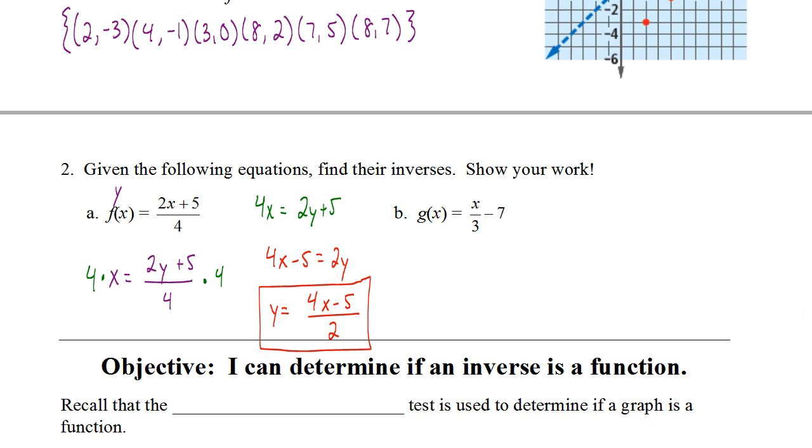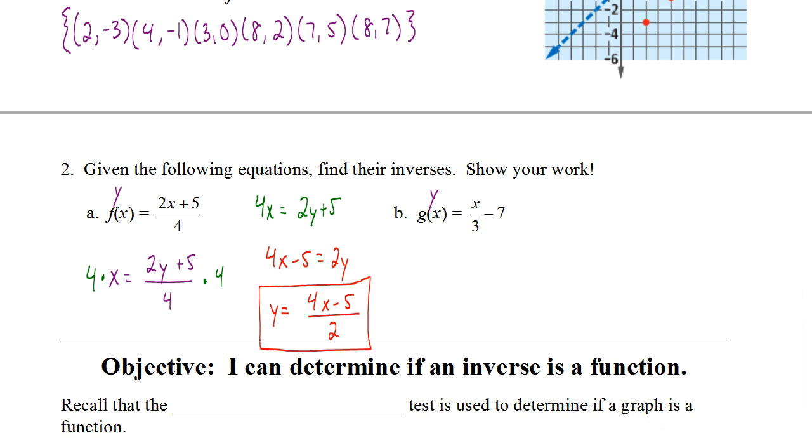Now the next one looks slightly different. We have another fraction here, so let's walk through this one together as well. So here we have g of x. Remember, we can name a function by any letter, so f, g, and h are usually the common letters that we use. So again, that replaces our y. So in essence, this is the same as y equals x divided by 3 minus 7.